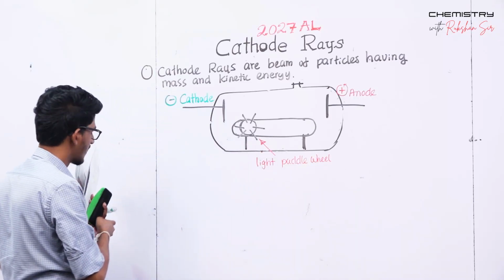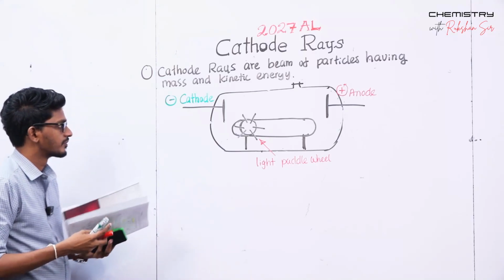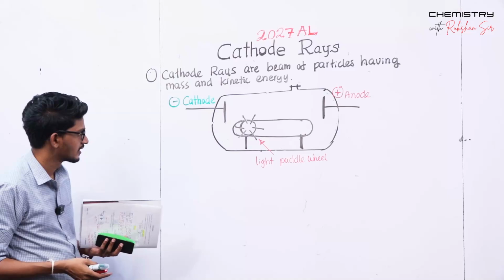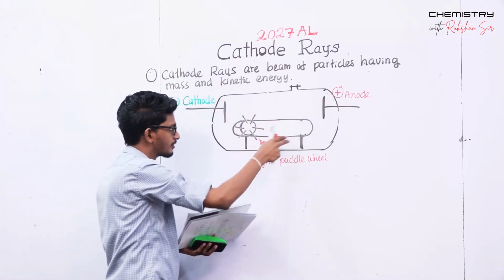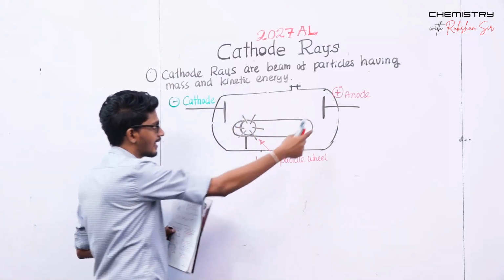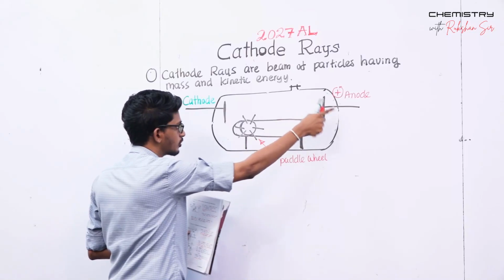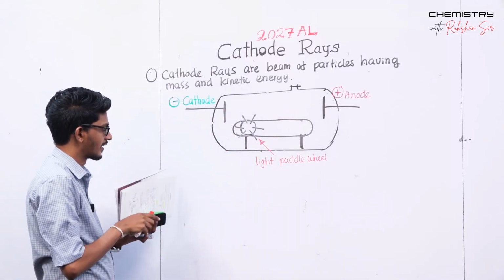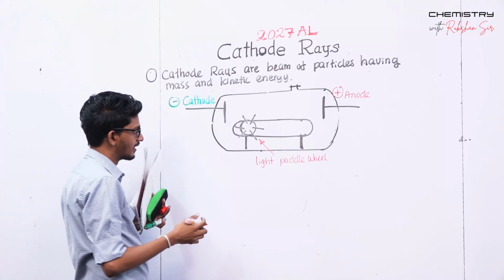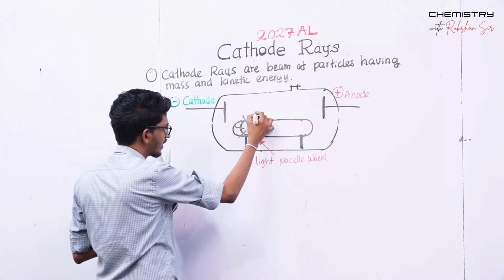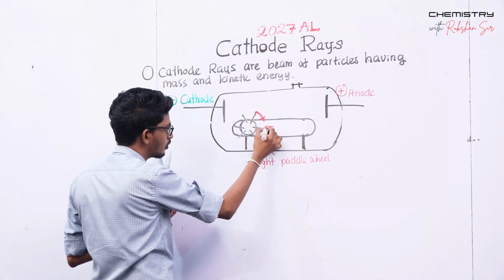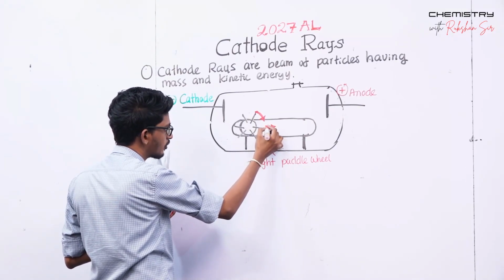So what will happen? You will see an observation. What is that observation? If you construct this kind of setup and apply some high voltage to this anode and cathode, you will see the rotation and some movement of this paddle wheel, right? This paddle wheel will rotate and move forward, and move forward, rotate and move forward.